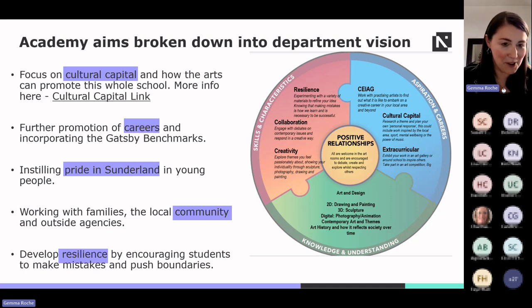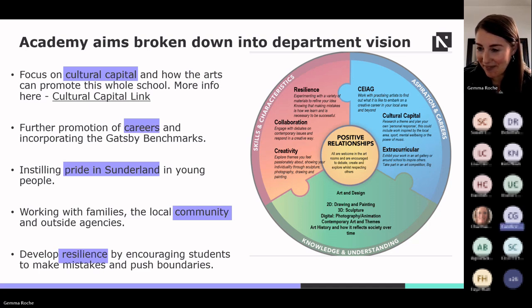What I would just like you to think about now, and just to post in the chat over the next minute or so, what are your aims? What would you aim to do within your curriculum? What would you want the young people to be and experience? So if you wouldn't mind just putting in the chat something that you aim for over the next academic year for your young people. I'll give you 2 minutes to do that.